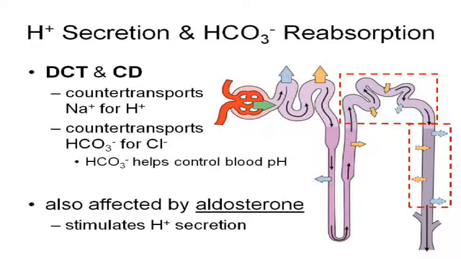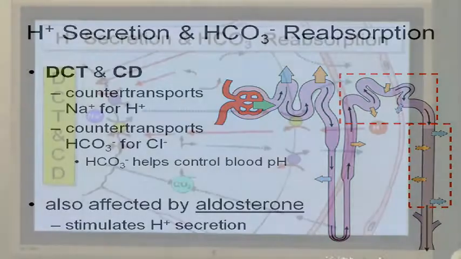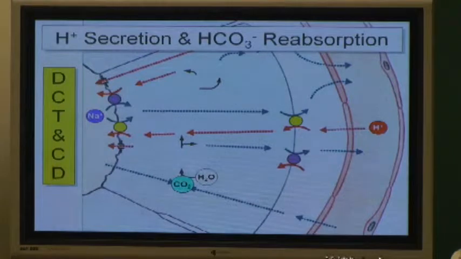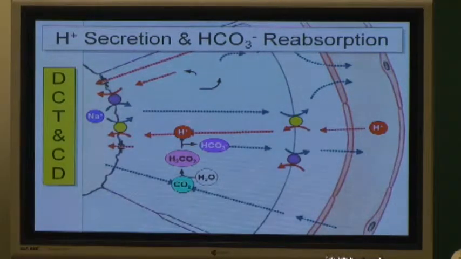Just like your kidneys are normally set up to save sodium and pee out potassium, your kidneys are normally set up to save bicarbonate and pee out hydrogen. In the distal convoluted tubule and the collecting duct, you can swap sodium for hydrogen because they're both positive. You can swap bicarbonate for chloride. Carbon dioxide is going to come in and combine with water to make carbonic acid. Right? And then it's going to dissociate into the hydrogen ions and the bicarbonate ions.